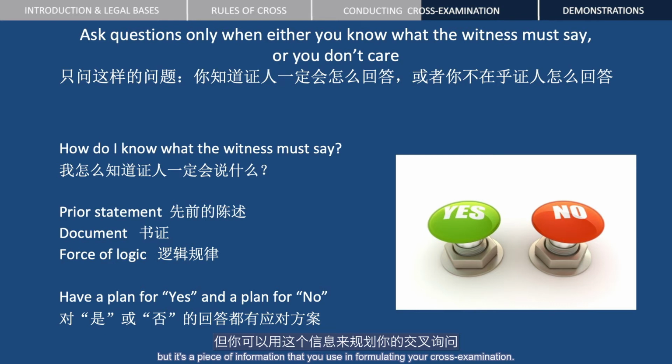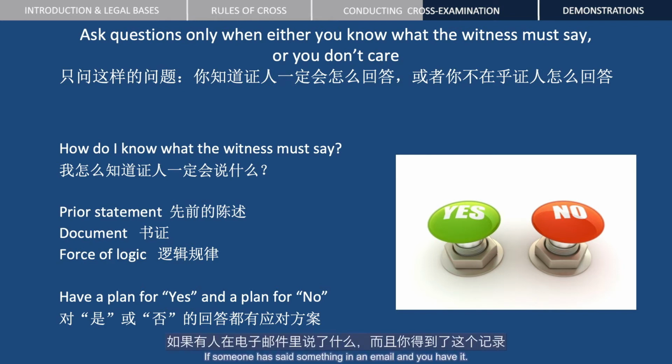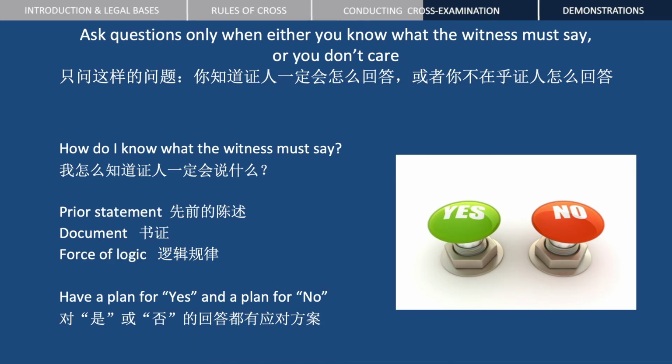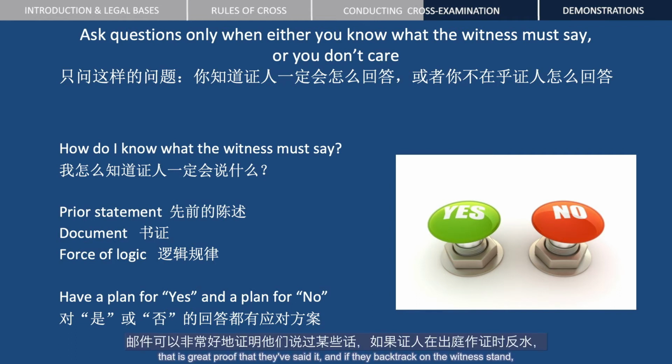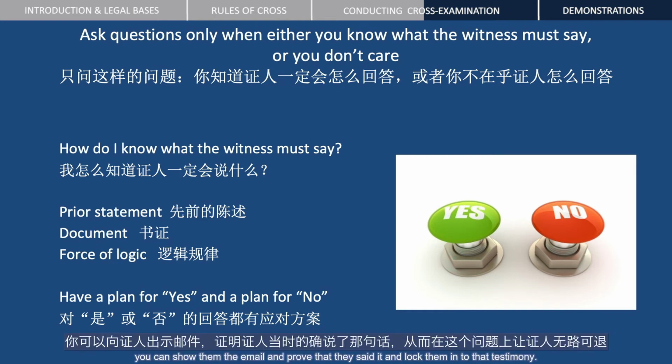formulating your cross-examination. Of course, you look at every document in the case that you have available to you, and documents can be used to confirm or prove what a witness has previously said. In today's world, the best example is emails. If someone has said something in an email and you have it, that is great proof that they've said it. And if they backtrack on the witness stand, you can show them the email and prove that they said it and lock them in to that testimony.